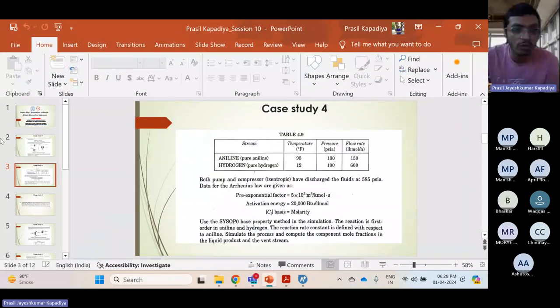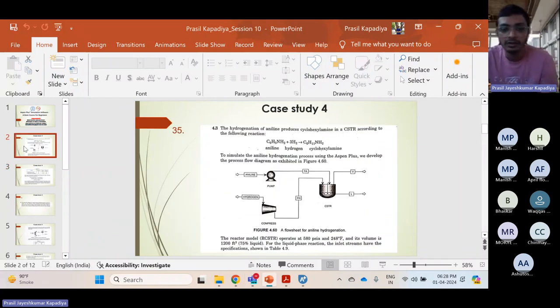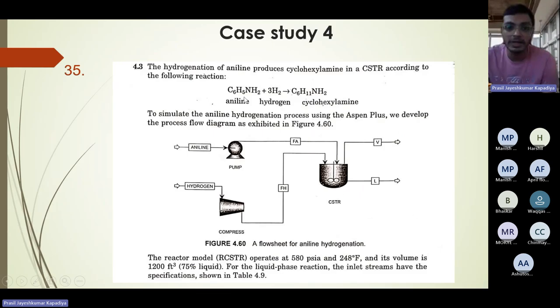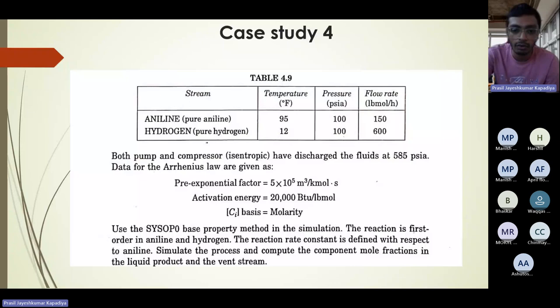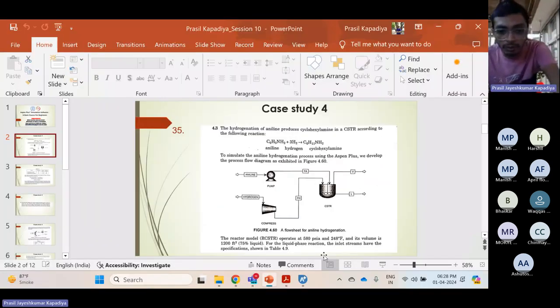I'm just resetting my screen for those who joined late and want to see the problem. So this is the problem statement. For the production of cyclohexylamine from aniline and hydrogen, for which a flow sheet is given, aniline in liquid phase and hydrogen in vapor phase are added to a continuous stirred tank reactor. Reaction is occurring in liquid phase and reactor conditions are given, and from the reactor one vapor stream and one liquid stream is expected. As hydrogen will never be in liquid phase, we will have two outlet streams, and for this kinetics is given, pre-exponential factor and activation energy. So this was the problem.